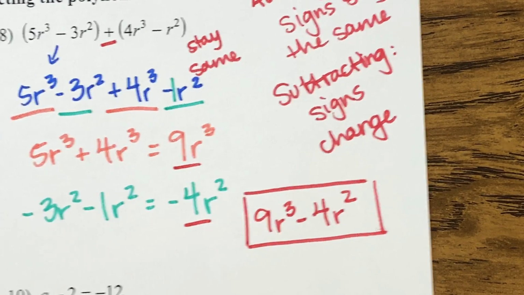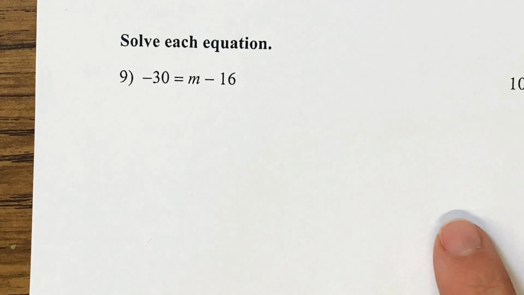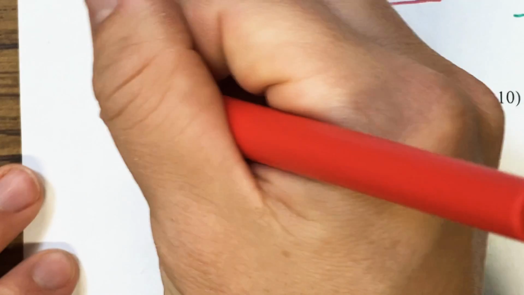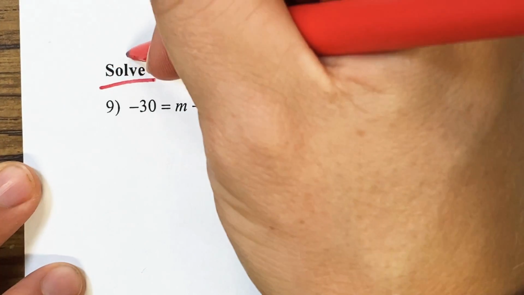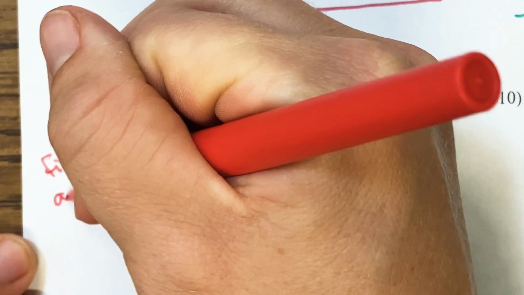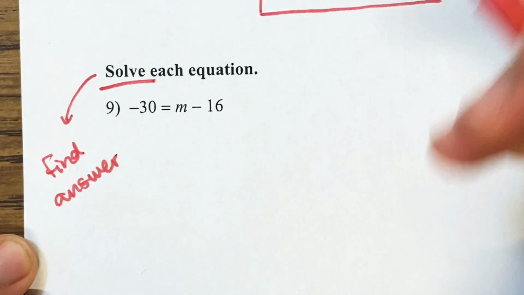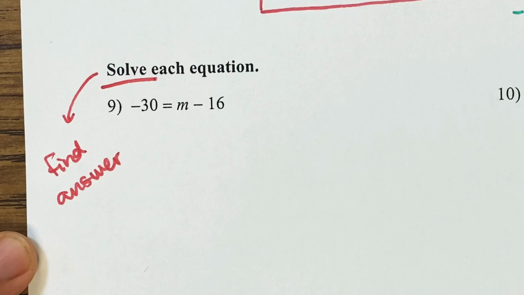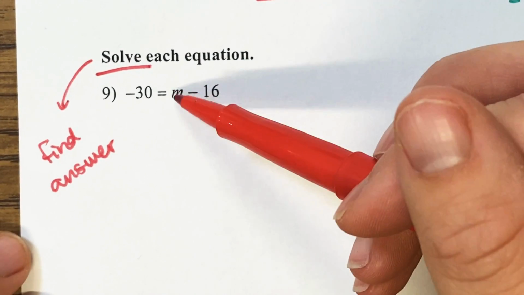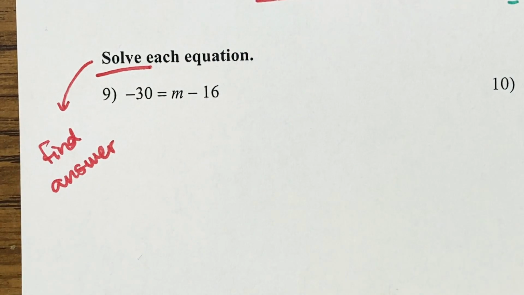Alrighty, let's do number 9. Okay, notice we're not simplifying anymore. We're solving. That means we actually have to find an answer. So find the answer, or the value of the variable. Okay, we're actually trying to solve, figure out what number that m needs to be.